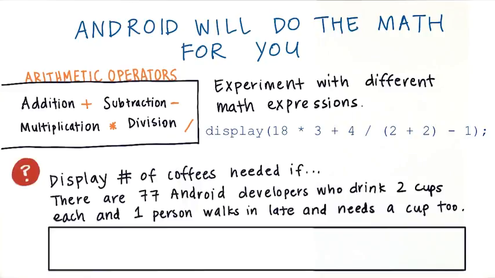Once you've become comfortable with trying different math expressions, try this problem. I want you to display the number of coffees that you would need if there are 77 Android developers who drink 2 cups of coffee each, and then one straggler walks in late and needs a cup of coffee too.